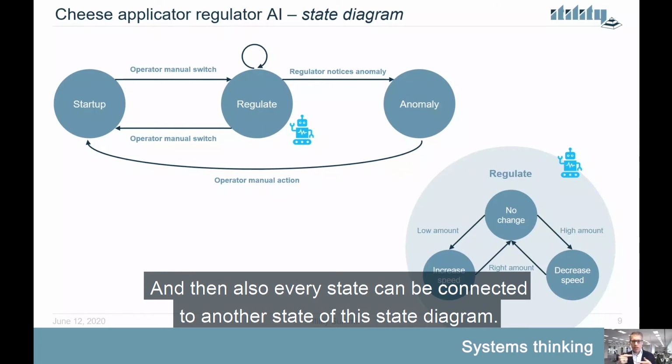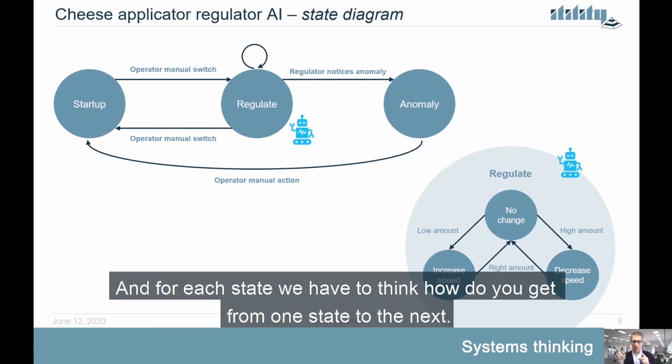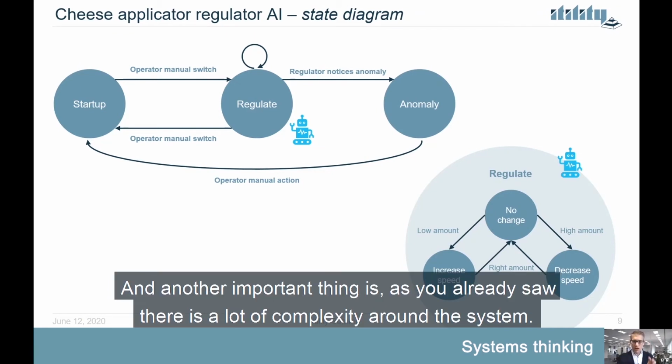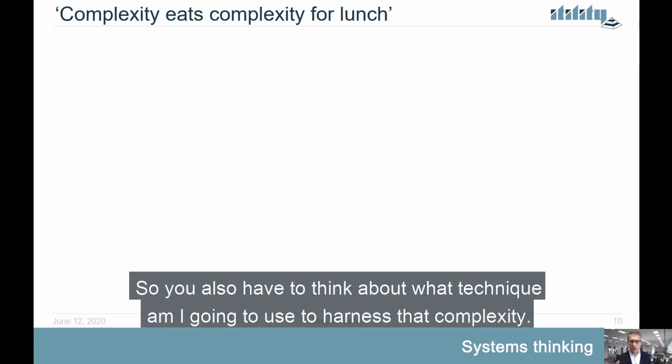And then also every state can be connected to another state of this state diagram. And for each state, you have to think, how do you get from one state to the next? So that's a different way of looking at our problems than we have done before. And another important thing is, as you already saw, there's a lot of complexity around the system. So you also have to think about what technique am I going to use to harness that complexity.